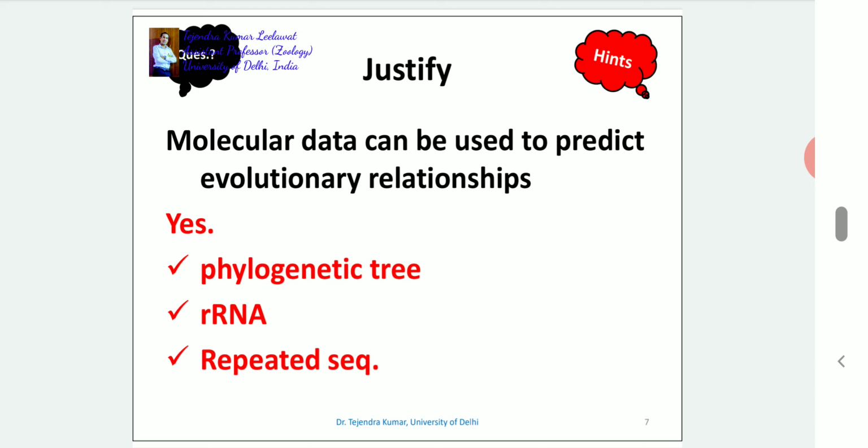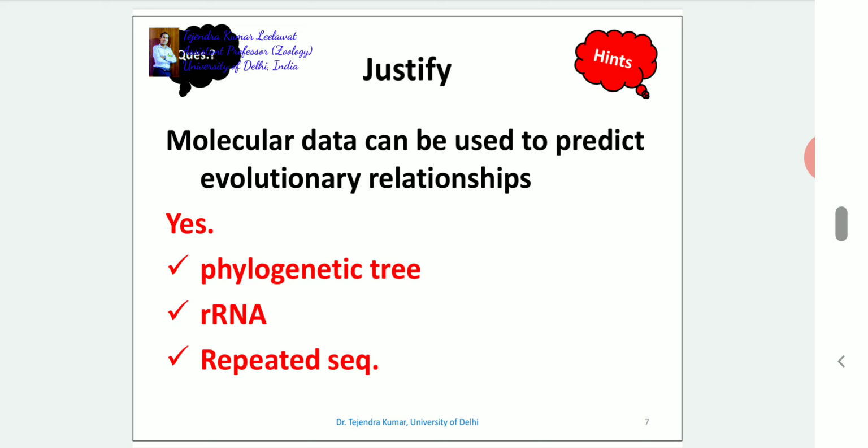Because molecular data is also used for forming or generating a phylogenetic tree, we know very well. An example is rRNA. rRNA is mostly used to identify relations, to gather some information, and to identify the similarity between species, because they have highly conserved sequences.